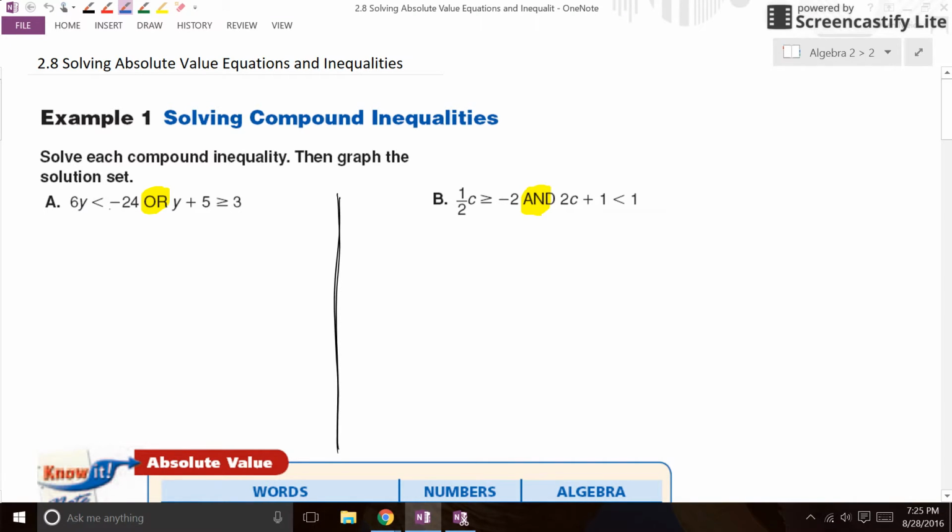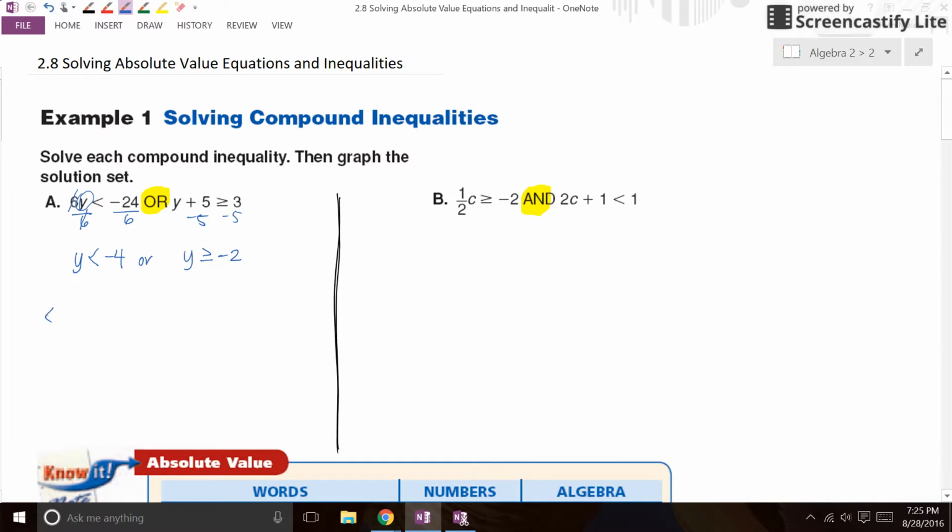So this first one, I'm looking at the left side. I want to get y alone, so I'm going to just divide by 6 because they were multiplied. Boom, boom. I get y is less than -4. Then I put the word or in between, and then I solve the other side. That's added, so I'm going to subtract it, and I'm going to have y is greater than or equal to -2. So here's our set of answers. You can either be less than -4, or you can be greater than or equal to -2.